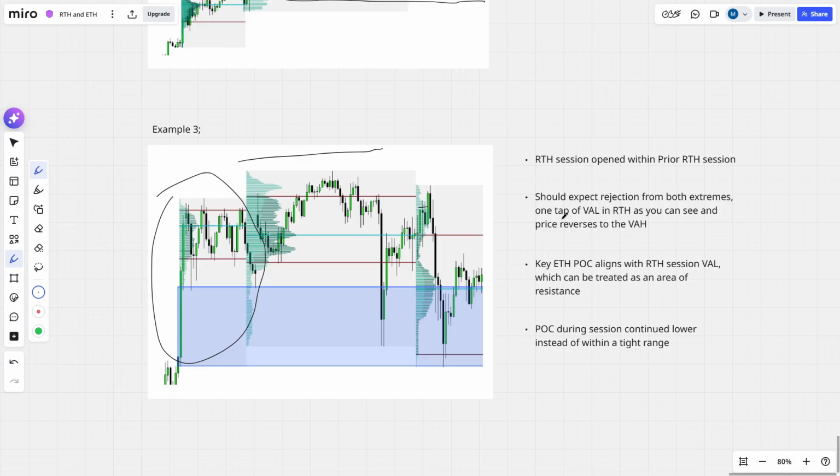So we can actually expect the rejection from both extremes. And as you can see, we tap the value area high. And then we reverse to the value area low here. And then we come back up. And then it's not shown on the specific example, but price does come up again, rejects, and then continues lower again. So hopefully these examples do give you some insight on some physical data of how you can use these volume profiles to your advantage.